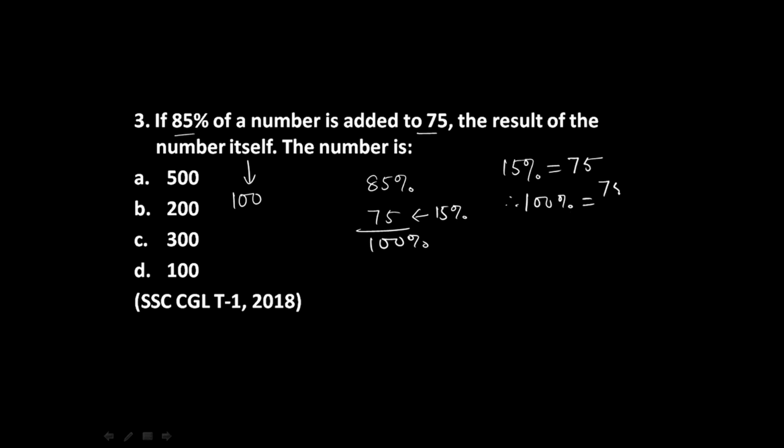So 100% will be equal to 75 by 15 into 100, right? So it will be 5. So it will be 500. 500 will be the answer. I hope it is clear to you. Let's say that if 85% of a number is added to 75, so this is the 85% of the number and this is the 15% of the number, total is 100%, right? So here 15% is equal to 75, then 100% will be 500.